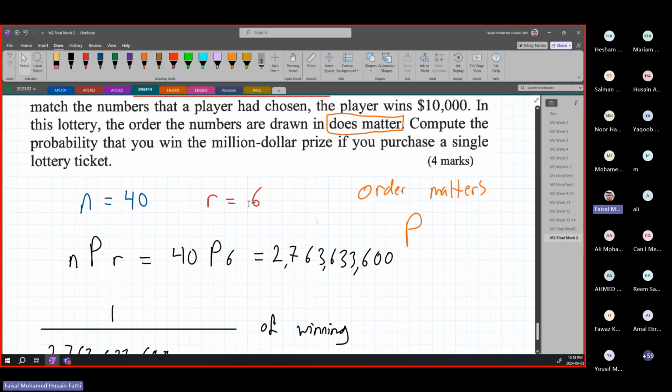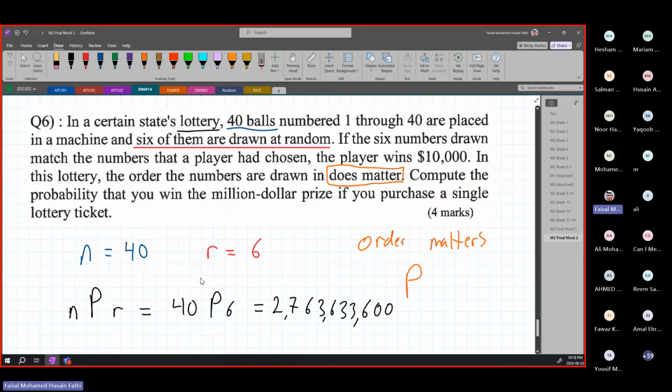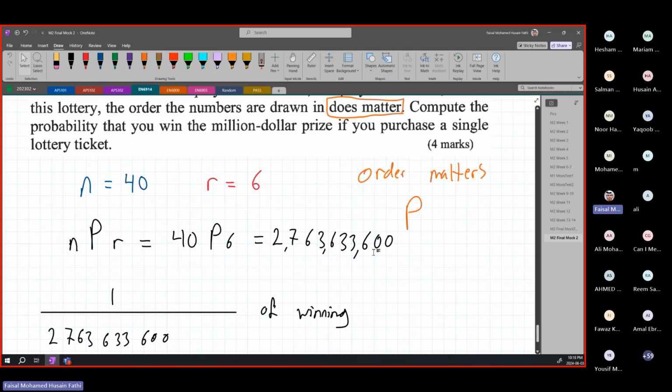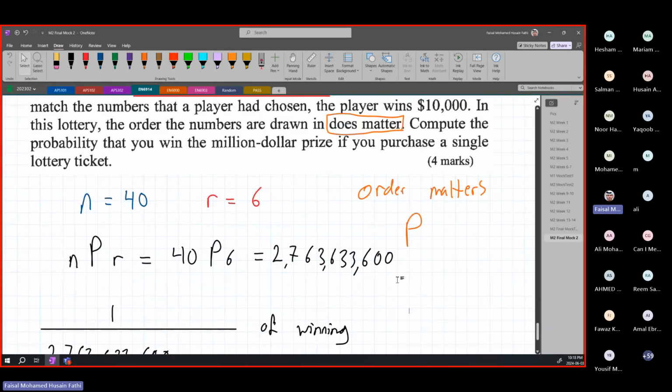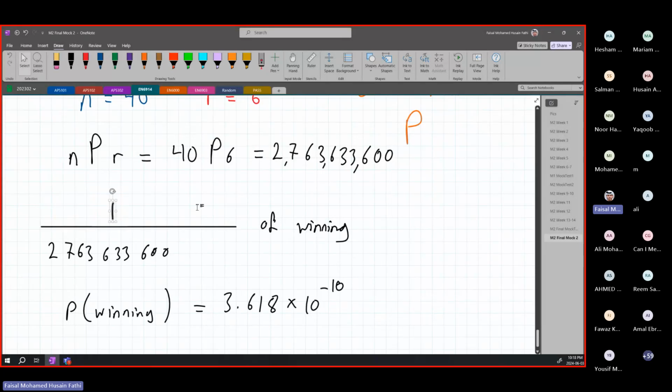But this is how you would solve such a question. Make sure you know what your N is. Make sure you know what your R is. Make sure you know if order matters or does not matter. In this case, it clearly states that it does. And then find the total possible permutations that you can have, all the different random numbers that you can put in. And if you have only one winning prize, it is going to be 1 divided by all of this.